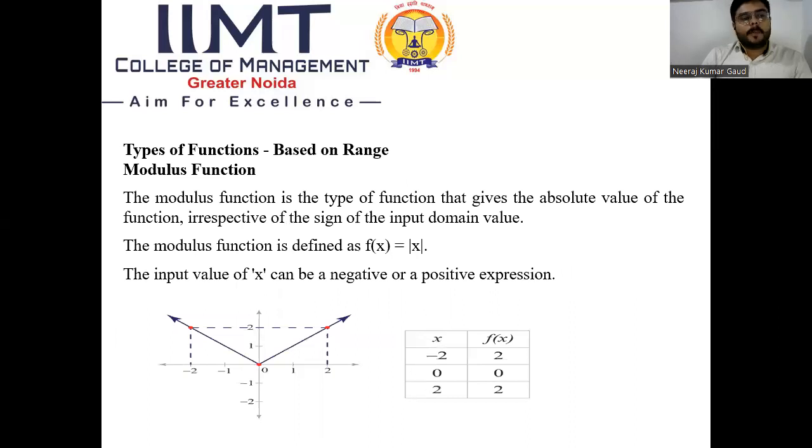Types of function based on range. Number 1 is called the modulus function. The modulus function is the type of function that gives the absolute value of the function irrespective of the sign of the input domain value. The modulus function is defined as f(x) = |x|. So it is clear that the value at x = -2 will be 2, and the value at 2 will be 2. So this diagram represents a modulus function. The value at 2 is 2. The value at -2 is 2.